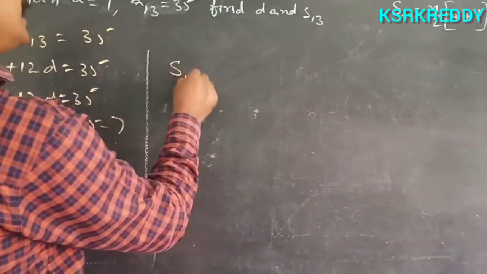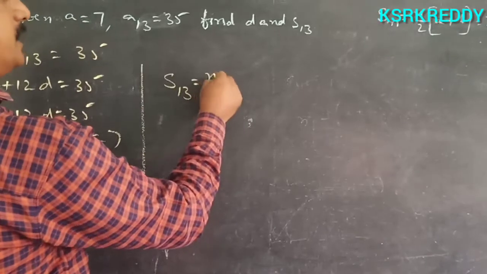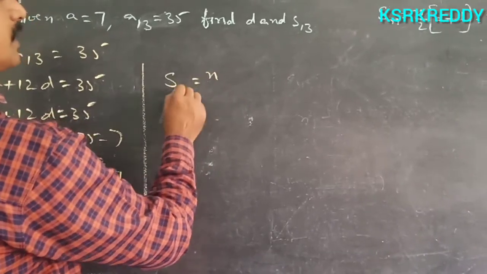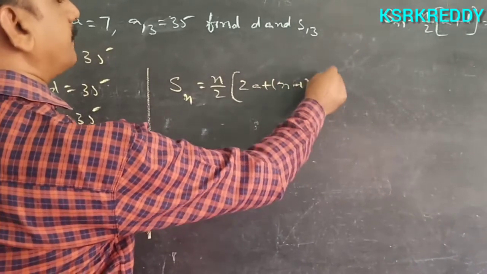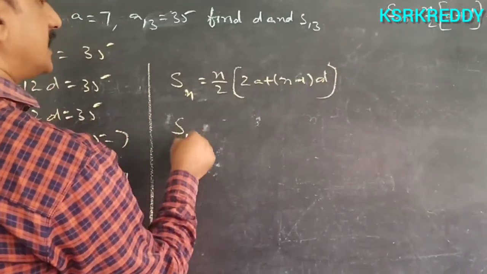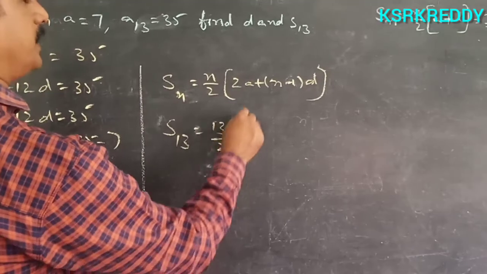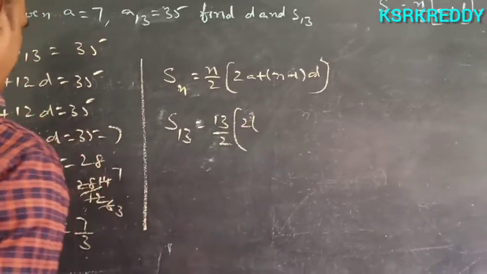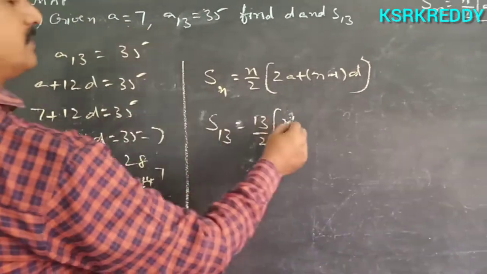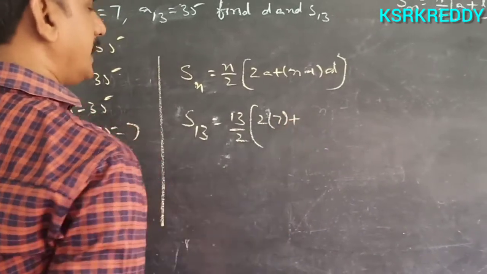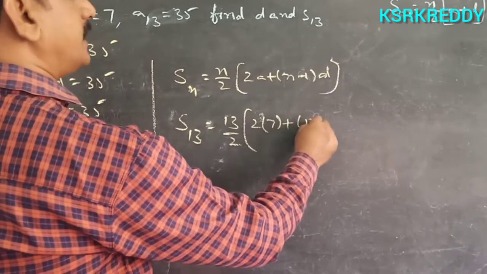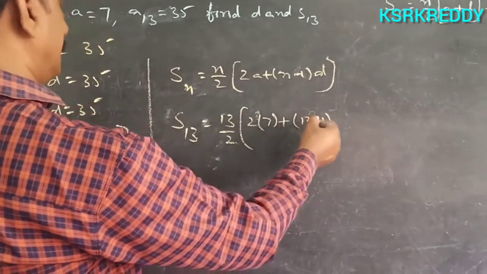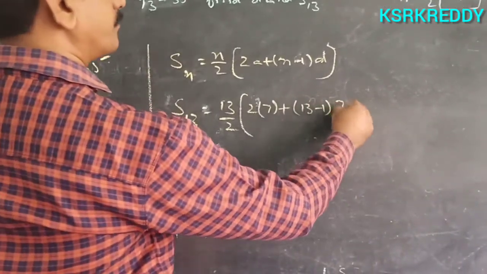S13 is equal to n by 2. Sn equal to n by 2 into 2a plus n minus 1 into D. So S13 is equal to 13 by 2 into 2 into A. What is the A value? 7 plus n minus 1, how many terms are there? 13 terms. So 13 minus 1 into D, the D value is 7 by 3.